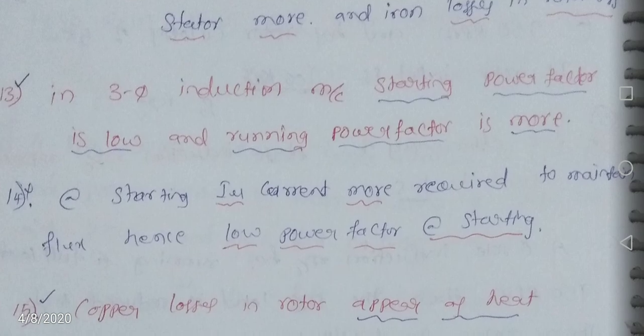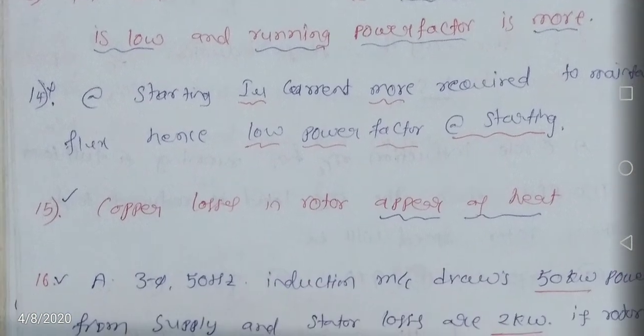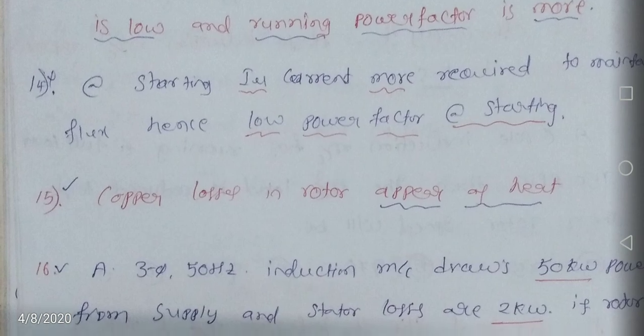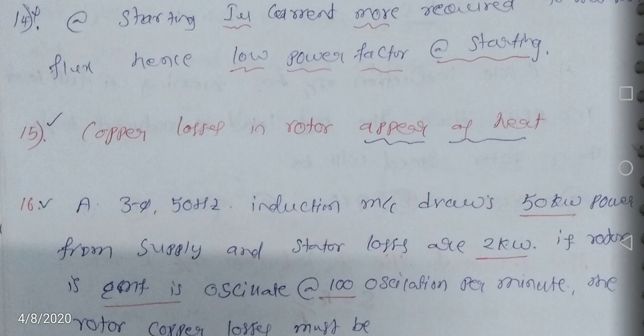Current drawn is more to maintain the flux, and the low power factor is starting. The copper losses in the rotor appear as heat in the copper wire.